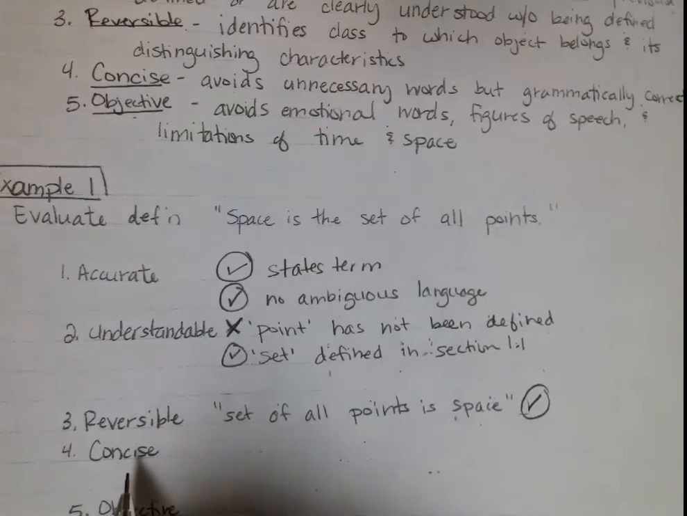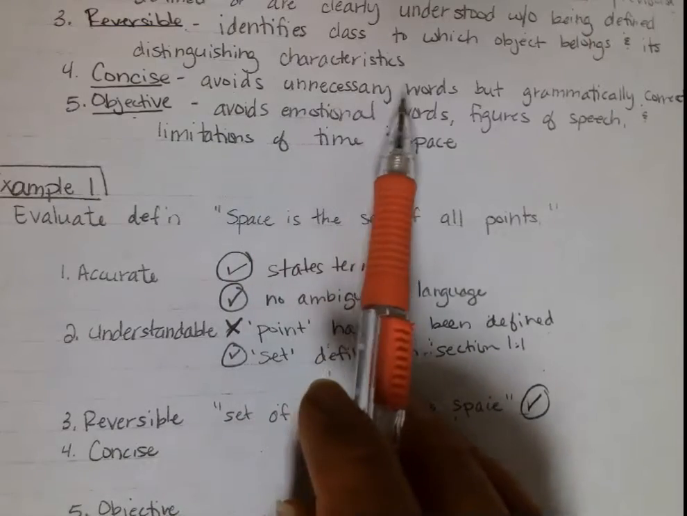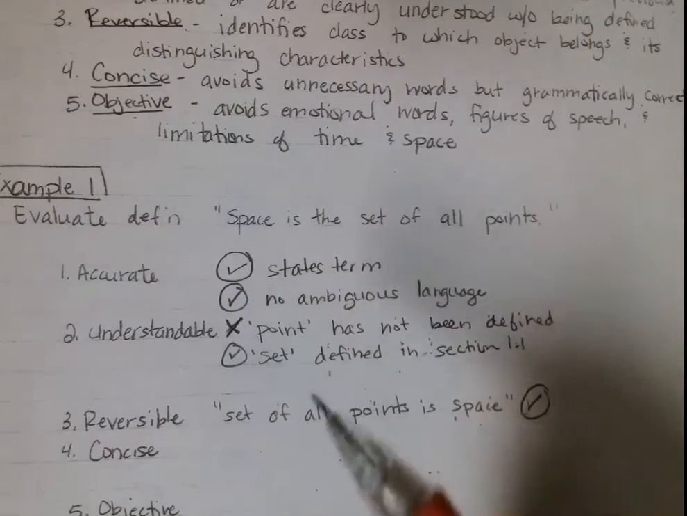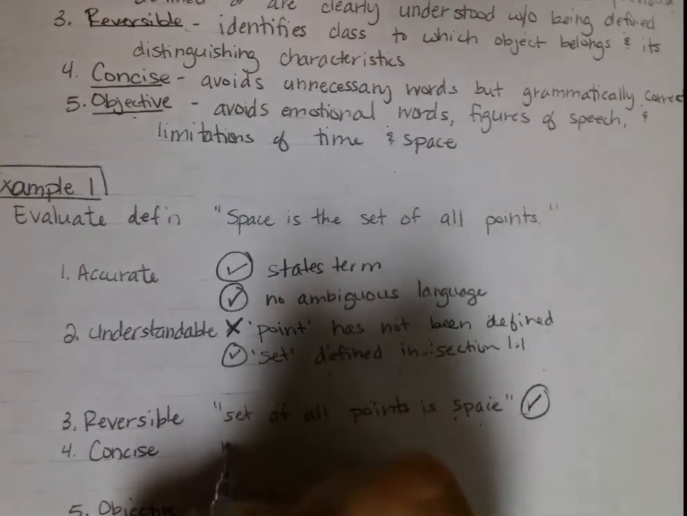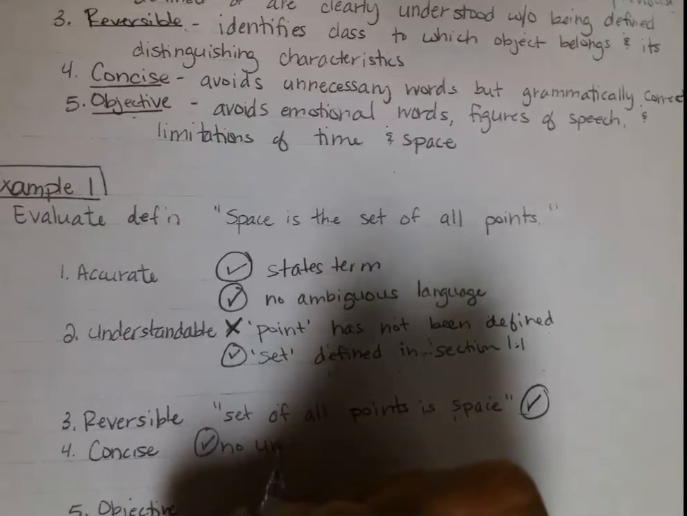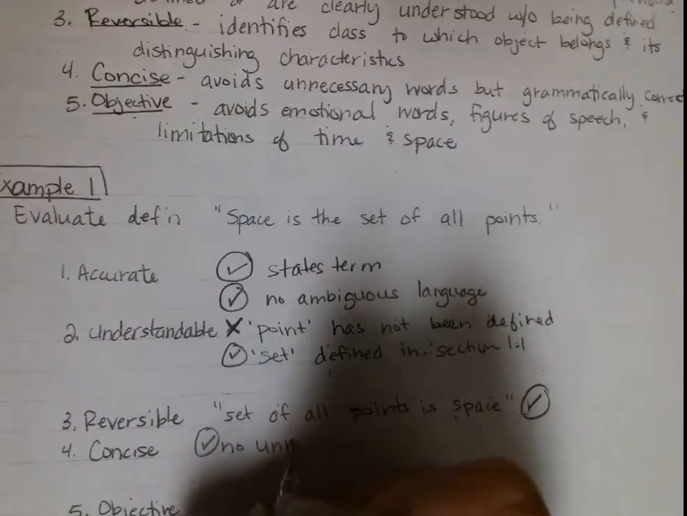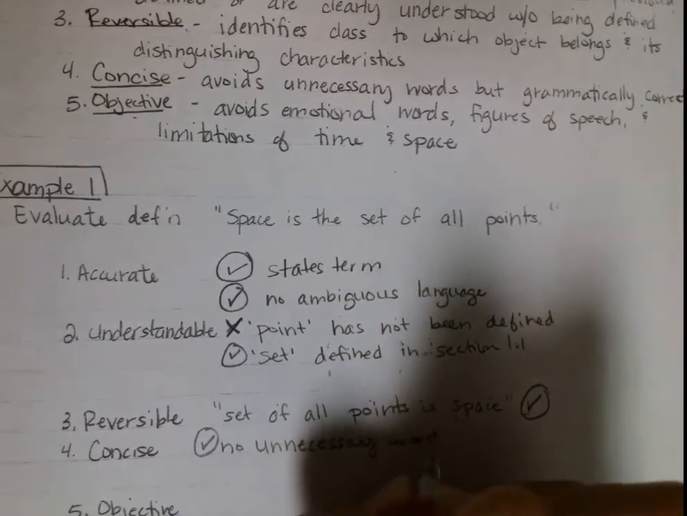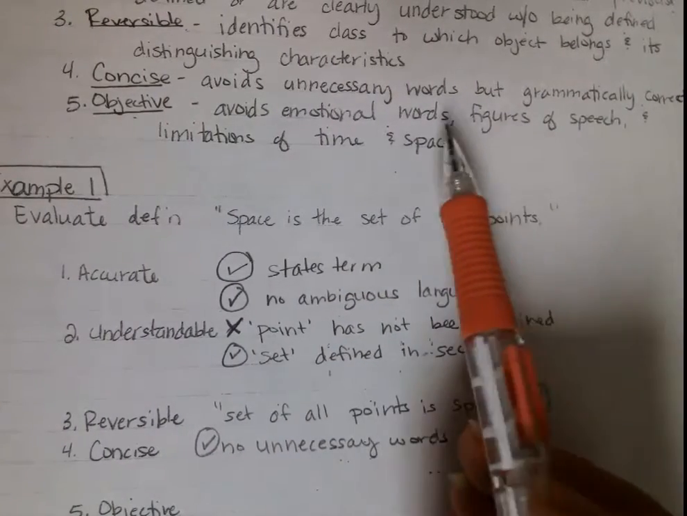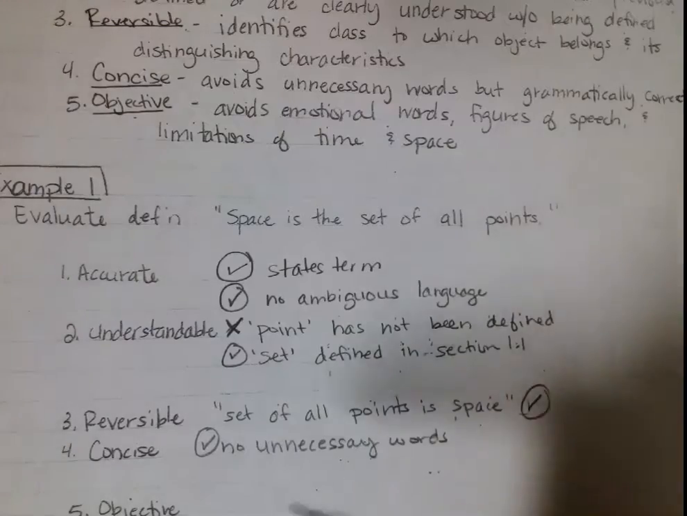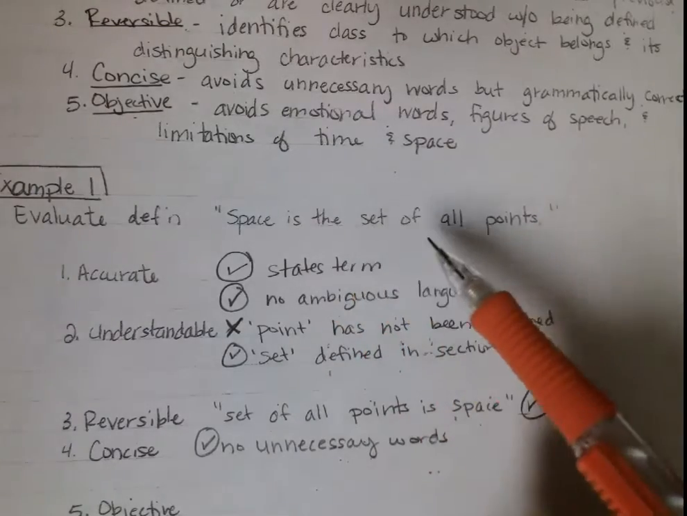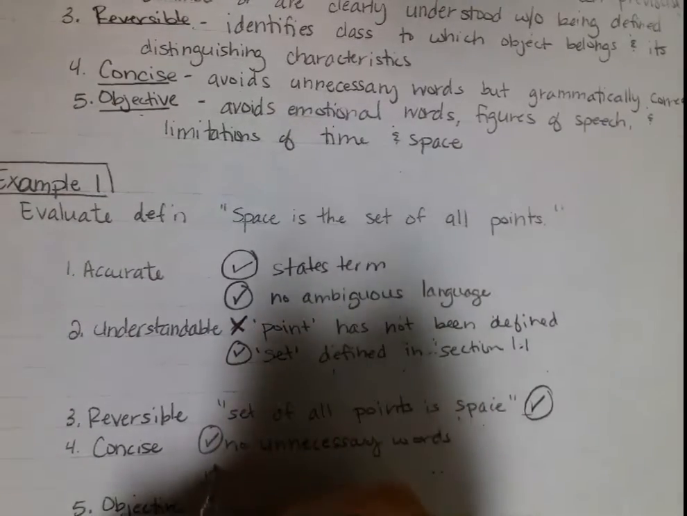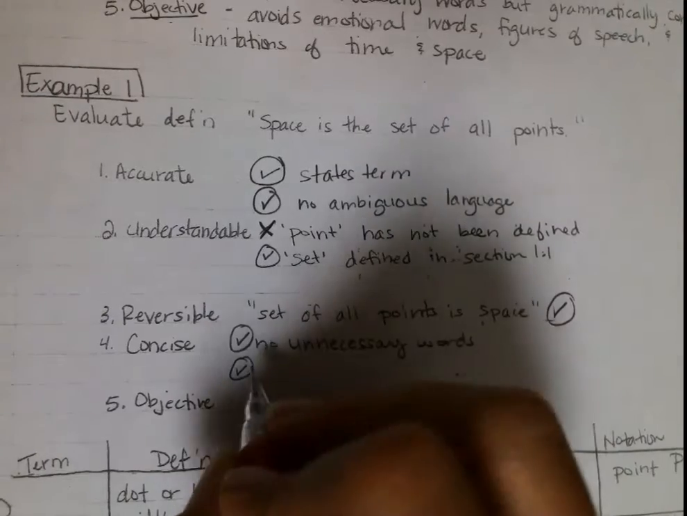Okay, number 4 is concise. Does it avoid unnecessary words? Okay, so we're going to say, yeah, no. So let's put our check mark. No unnecessary words. And grammatically correct. Space is the set of all points. Yeah, that's a check too, that it's grammatically correct.